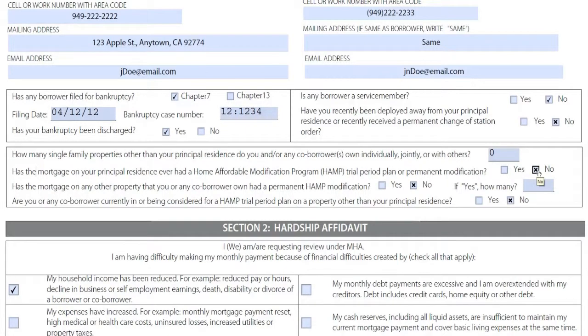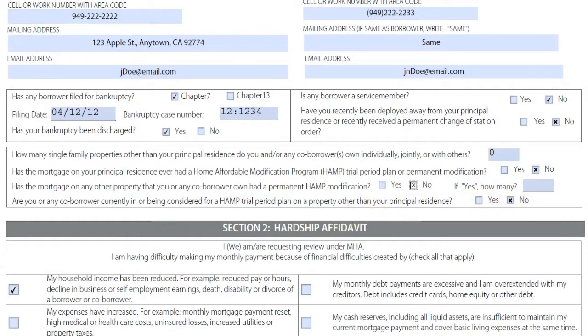Has the mortgage on any other property that you own had a permanent HAMP modification? If you have a rental property or if you're applying for a rental property and your permanent residence has had a modification, then you would mark yes for that box. Are you currently being considered for a trial payment on any other properties other than your principal residence? So if you have rental properties or a second home, vacation home that is currently being reviewed, you would check mark yes for that box.